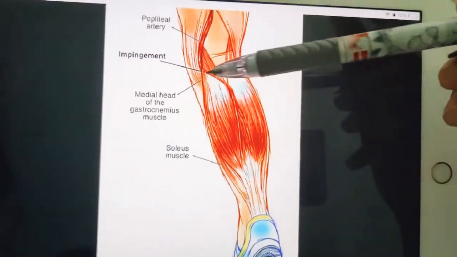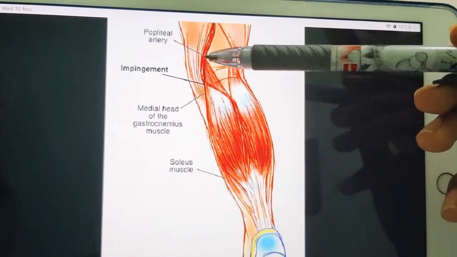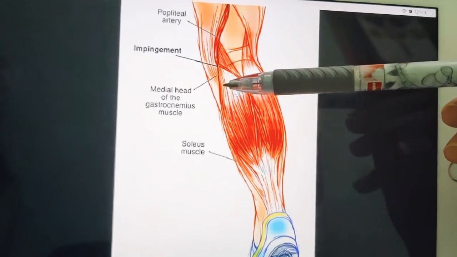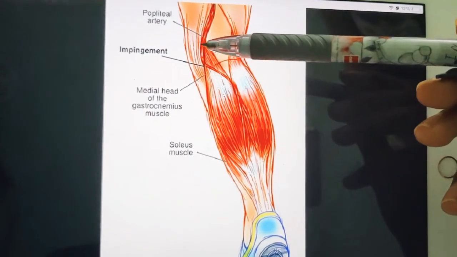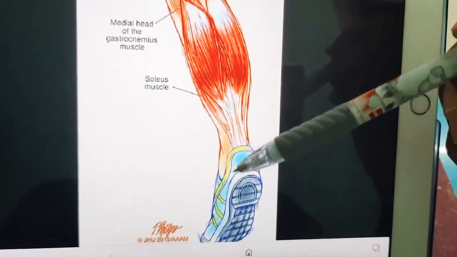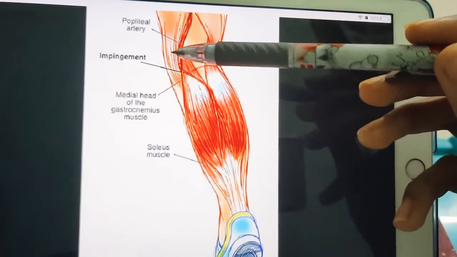Here you can see the relations of the popliteal artery. It is mainly overlapped by the muscles forming the medial margin. In the diagram, this is the medial side and this is the lateral side.